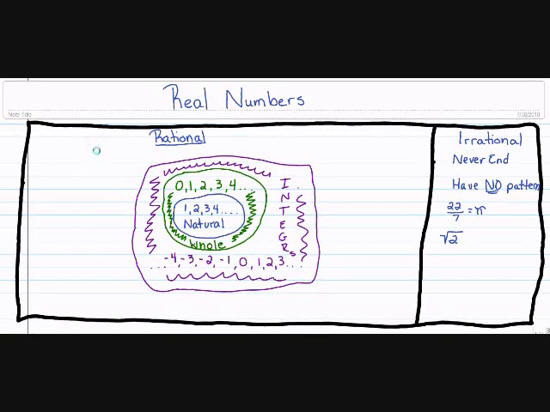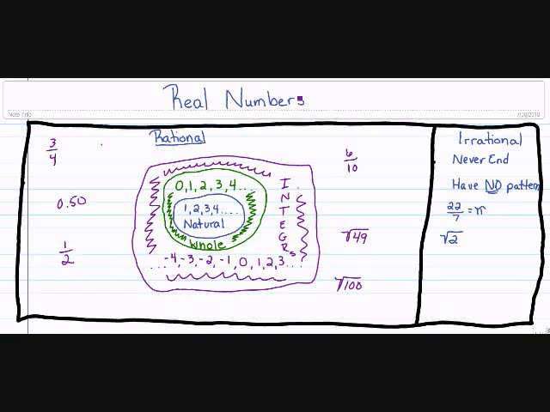So where do we put our numbers, our fractions, like 3/4 or 0.50 or, I don't know, 6/10 or radical 49 or radical 100 or even 1/2? These we would just classify as rational numbers.